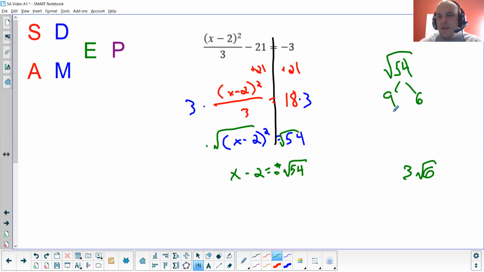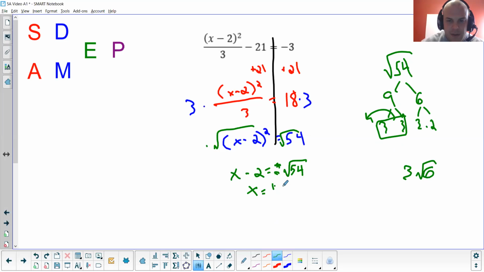The way I also like to do these is if I look at this, 9 is 3 and 3, 6 is 3 and 2. If you find yourself having a pair of numbers, it comes outside the square root. If you have numbers that don't have pairs, they stay inside and you multiply them. So 3 times 2 gives you the 6. So now I'm going to rewrite this as x equals positive and negative 3.